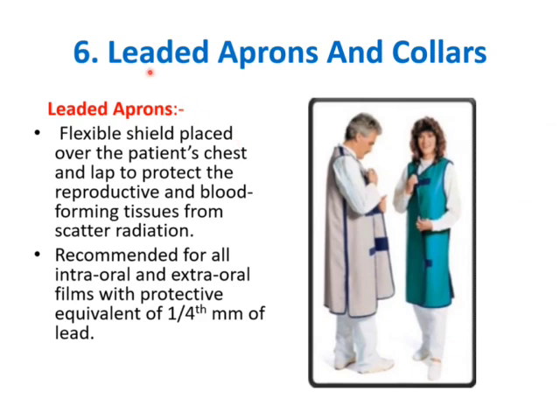Now next is using lead aprons and collars. Actually we are discussing the methods of keeping radiation low to the operator and the patient. In that we are going to look into the lead aprons. Lead aprons are nothing but a flexible sheet placed over the patient's chest and lap to protect the reproductive and the blood forming tissues from scattered radiation. Recommended for all the intraoral and the extraoral films with protective equivalent of 1/4 millimeter of lead.